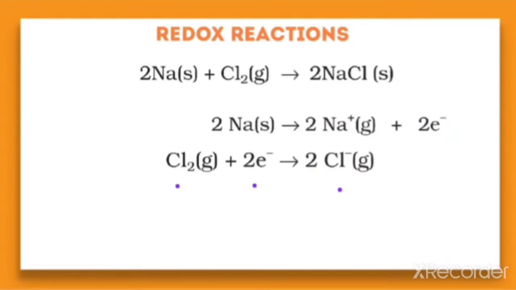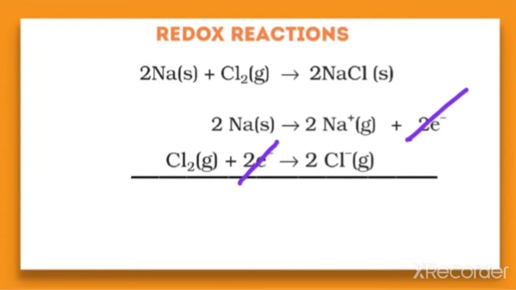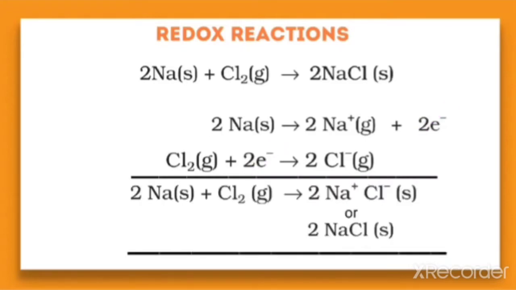Now here we got two equations. This equation we have split into two. When we make the sum of these equations, the sum of the LHS and RHS sides, the two electrons get cancelled. So what remains is 2Na on the LHS plus chlorine, and as the two electrons are cancelled, on the right hand side we have 2Na+ and 2Cl-, which together we can write as 2NaCl.